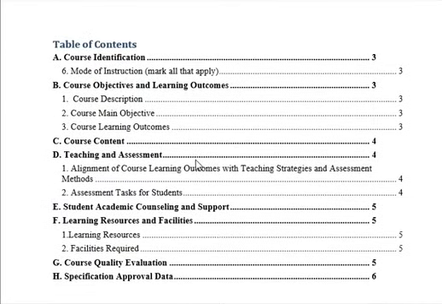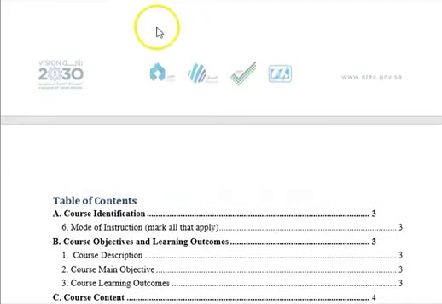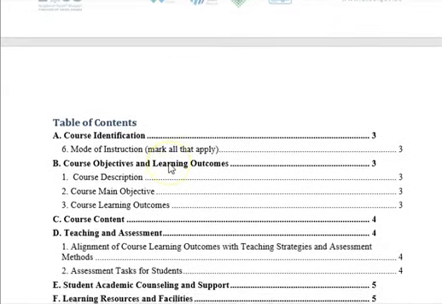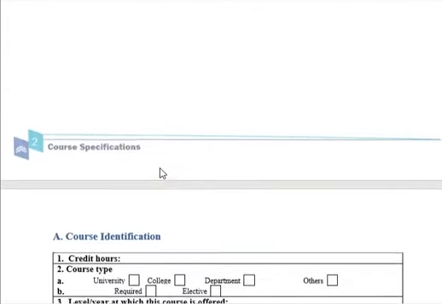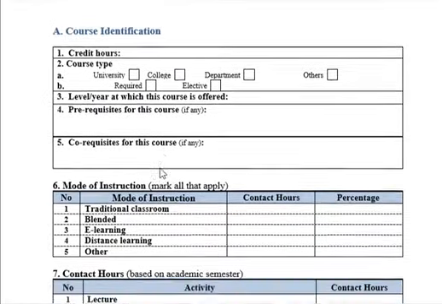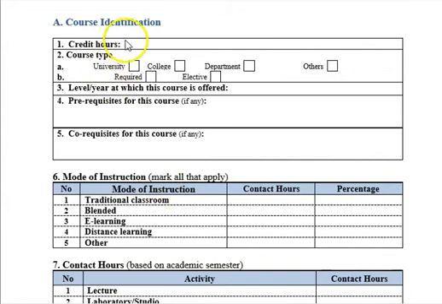As you see, a new logo is added in the footer of this form. Here the table of contents is the same as in the previous edition. This is the first page, course identification. Credit hours: the credit hours for the course, 3, 2, 1, or another number.